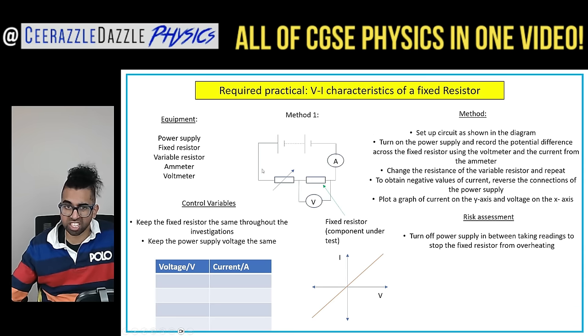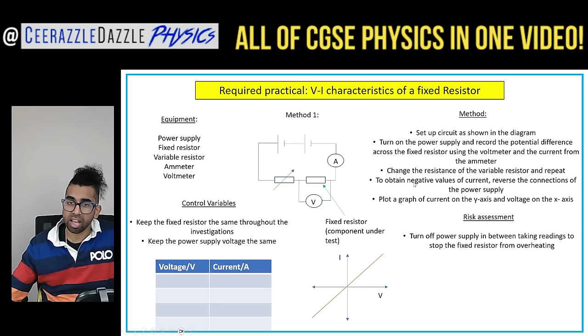Right, the method: set up as shown, then turn on the power supply, and then record the values of the voltage and the current from the voltmeter and the ammeter. Then you change the variable resistance over here, which will affect the current in the circuit. And then you repeat again, recording the voltage and the current again.